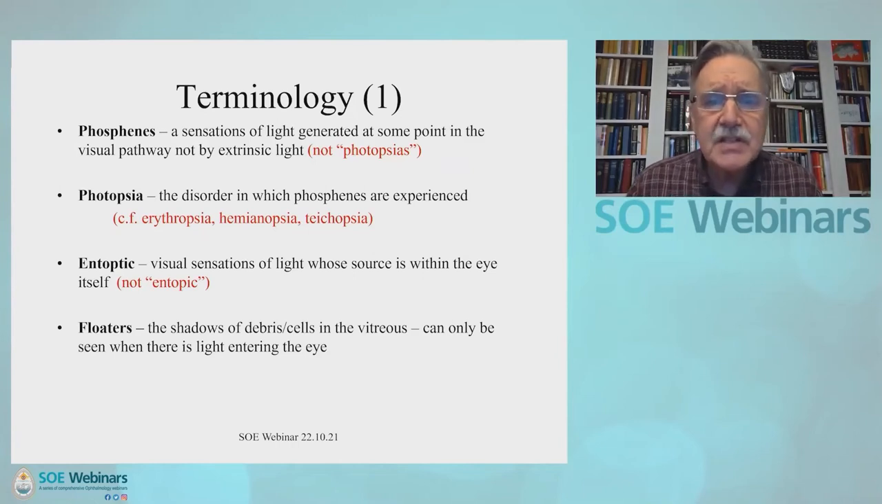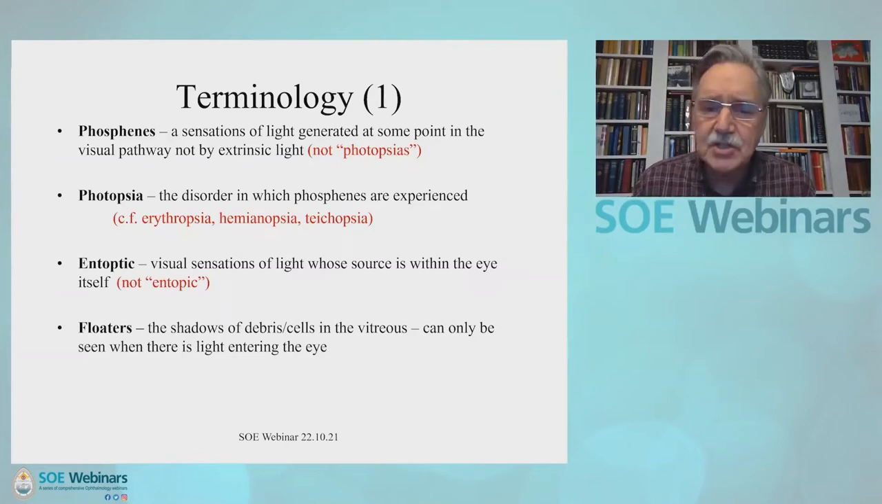So phosphenes are sensations of light generated at some point in the visual pathway, such as the retina or visual cortex. They are not photopsias. Photopsia is the disorder in which phosphenes are experienced, as with erythropsia, hemianopsia, etc.